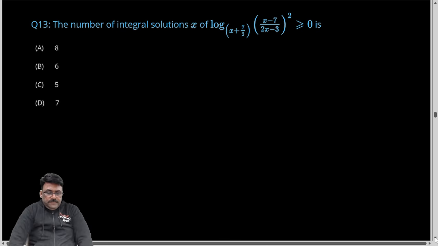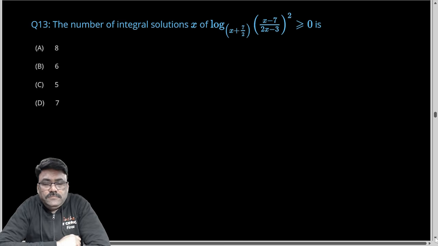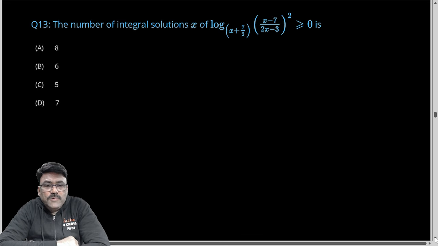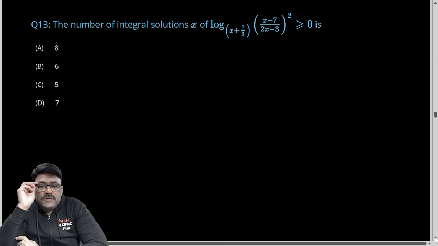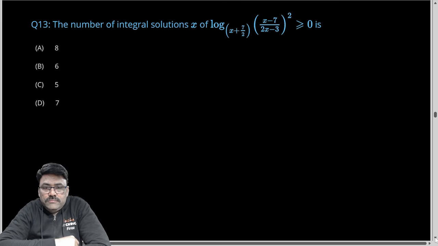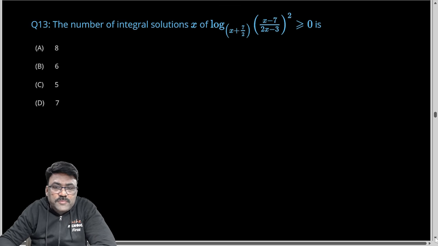Okay, see this question. They are asking the number of integral solutions satisfying this logarithmic inequality. And whenever you are solving a logarithmic inequality, you have to check the base also. The base is greater than 1 or less than 1. The two possibilities here, we don't know the base. The first possibility I am taking is when base is greater than 1.